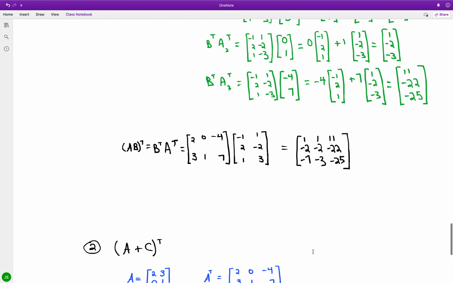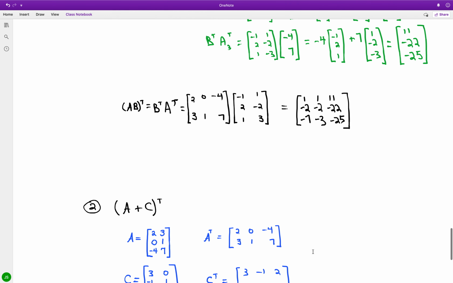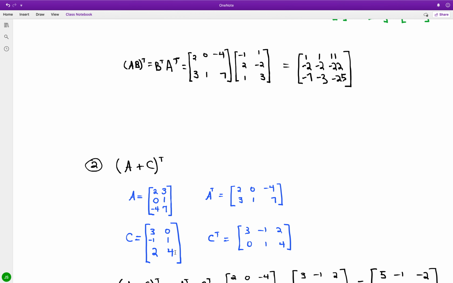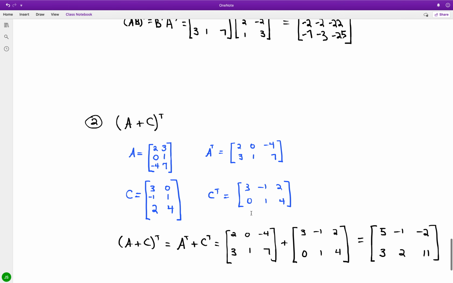And in the case of operations, now if I'm looking for the transpose of the sum of A and C, we have A consisting of 2, 3, 0, 1, negative 4, 7, going row by row. And also going row by row, C consists of 3, 0, negative 1, 1, and 2, 4. For the transpose of A, first row becomes first column, second row becomes second column, third row becomes the third column. And likewise with C, we have 3, 0, negative 1, 1, 2, 4, going column by column.